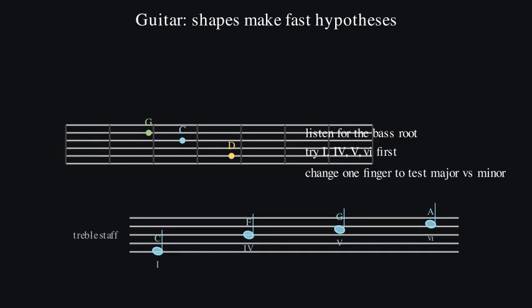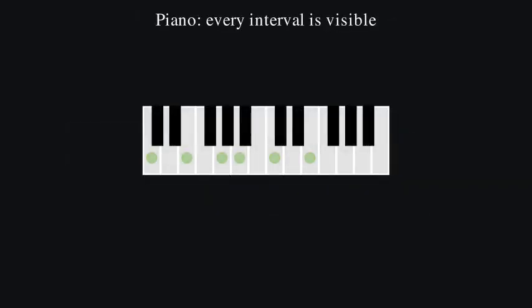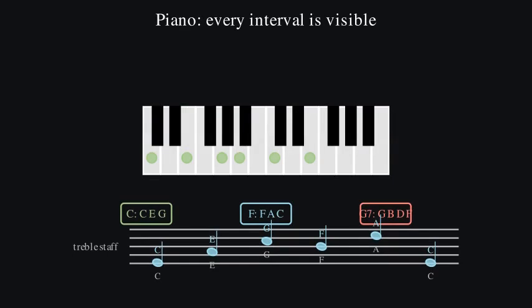On piano, spread the chord under your fingers. Play C, E, and G for C major. Move to F, A, and C for F major. Move to G, B, D, and F for G7. Piano makes the interval structure visible. If a chord sounds wrong, move one note at a time and listen for the nearest correction.